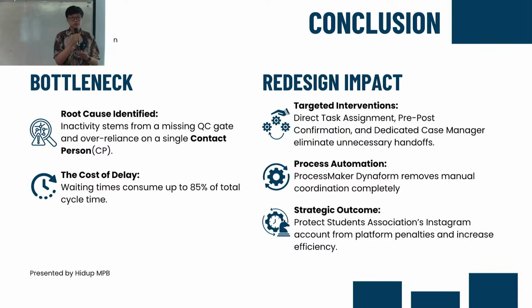And this brings us to the conclusion. In this conclusion, there are two important things. First, the bottleneck. The bottleneck that has been identified is the missing quality control gate and over-reliance on one single contact person. Because of that, 85% of total cycle time is just waiting. To handle this, we use direct intervention to remove unnecessary handoffs, and we also use automation to remove manual coordination completely. So our redesign is focused on protecting the Instagram account of the information system student association from platform penalties and increasing efficiency.